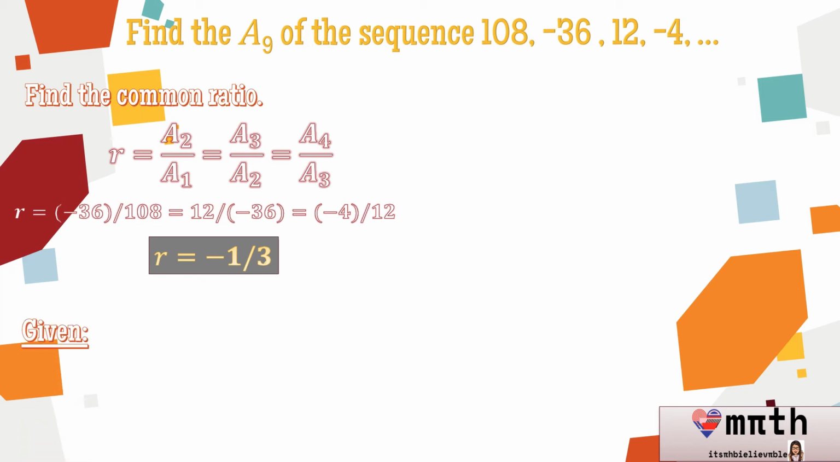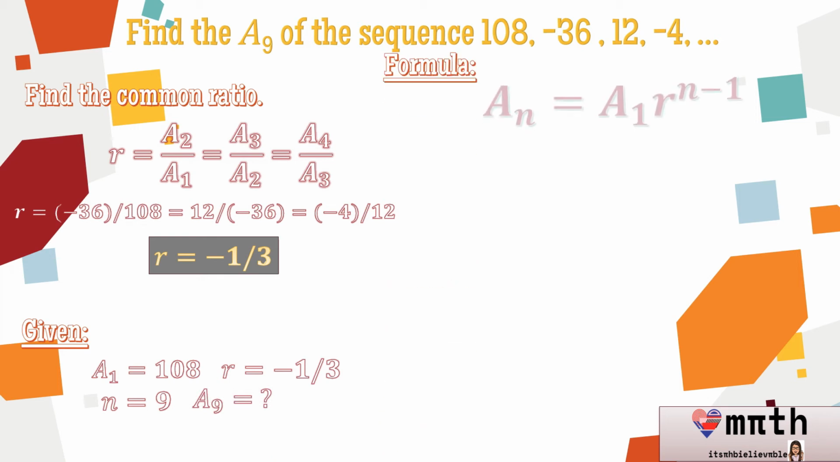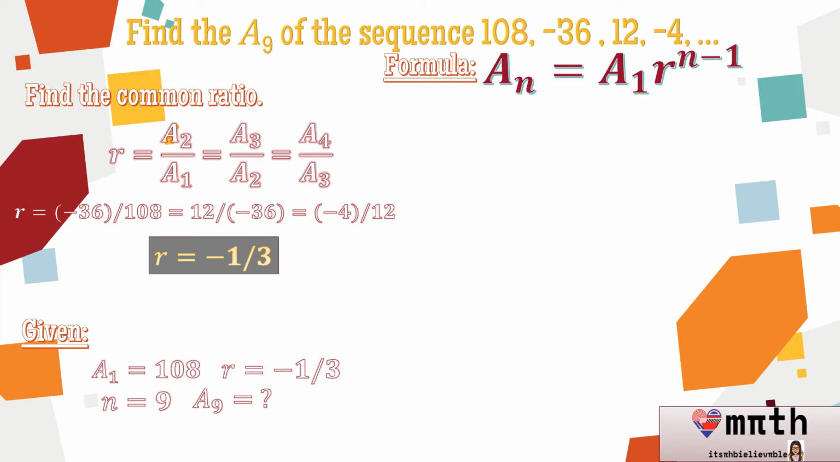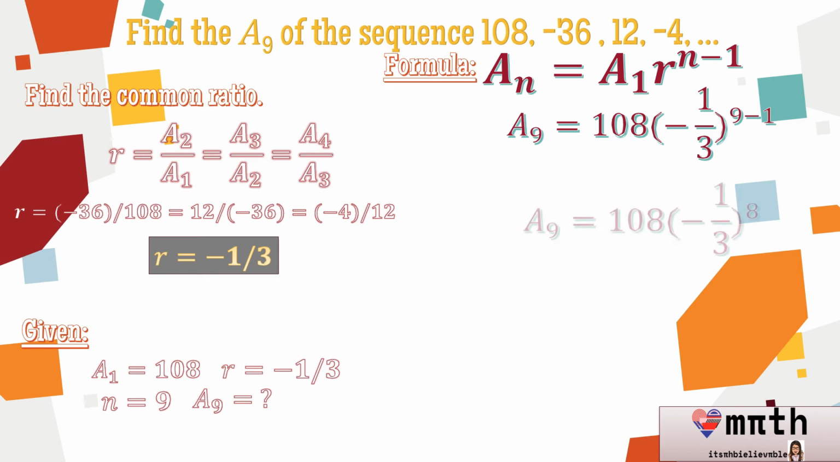And our givens are a sub 1, which is 108 as our first term. N is the number of terms, which is 9, since we're looking for a sub 9 or the ninth term. Our r again is negative 1 over 3, and we're looking for a sub 9. So using the formula, a sub n equal to a sub 1 times r raised to n minus 1, as we substitute the given values, that would be a sub 9 is equal to 108 times negative 1 over 3 raised to 9 minus 1. So as we simplify the exponent, which is 9 minus 1, that would be equal to 8.